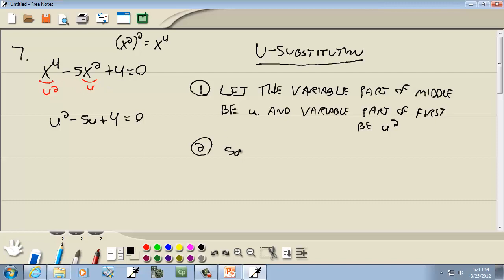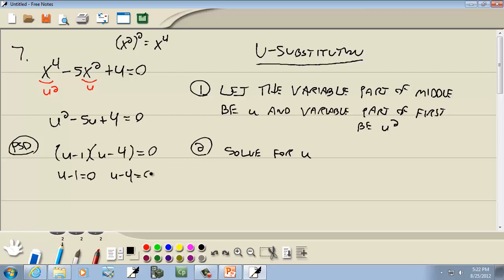Now step 2. Solve for u, in whatever manner you see fit. This factors. So I'm going to use the PSD method. This factors as u minus 1 times u minus 4 equal to 0. Zero factor property. You get 0 on one side, you factor the other side, you set each factor equal to 0. So I'll set u minus 1 equal to 0, and u minus 4 is equal to 0. And we get u is equal to 1, and u is equal to 4.